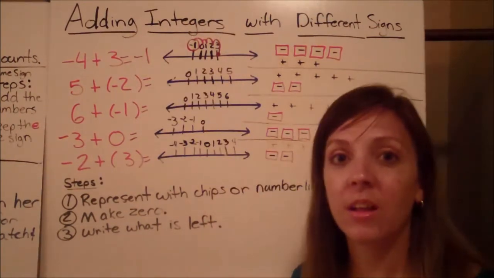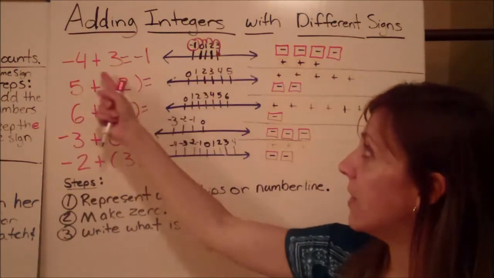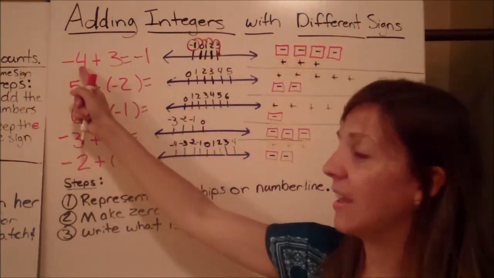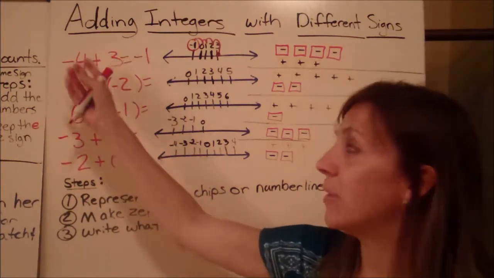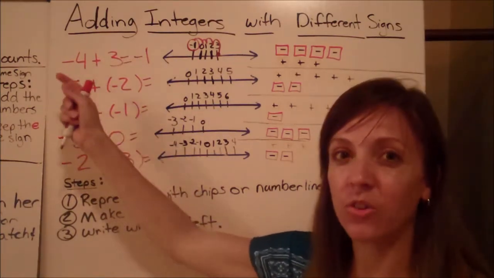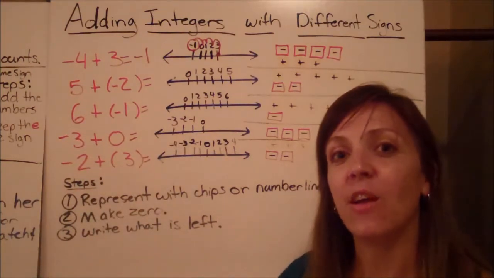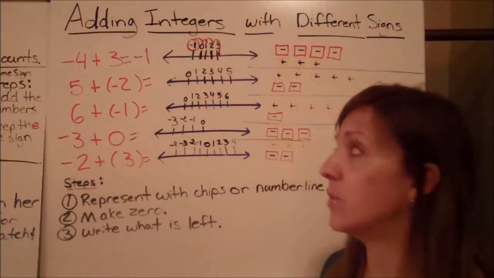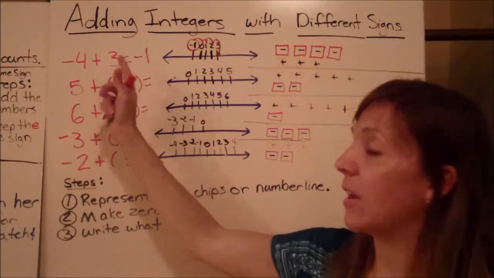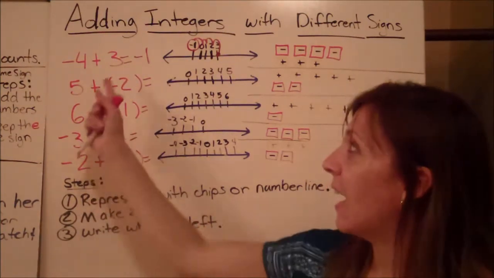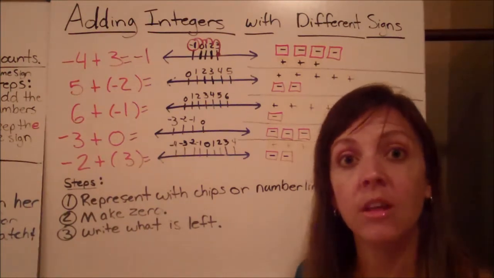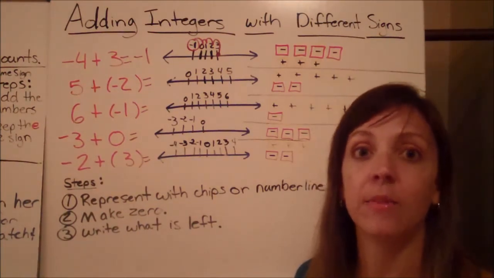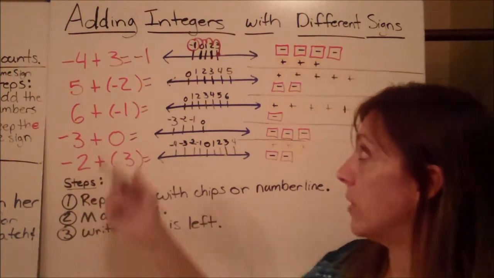Okay, we're going to look at this in terms of the absolute value of these numbers. -4's absolute value is 4 because it's 4 away from 0. The absolute value of 3 is just 3. When I look at those numbers, I want to ask myself, which one has a greater absolute value? The -4 or the +3? Well, the negative 4 has a greater absolute value.